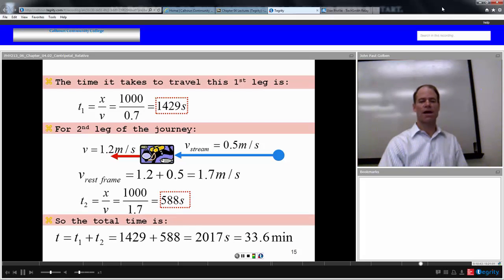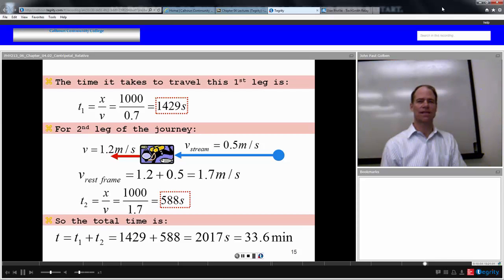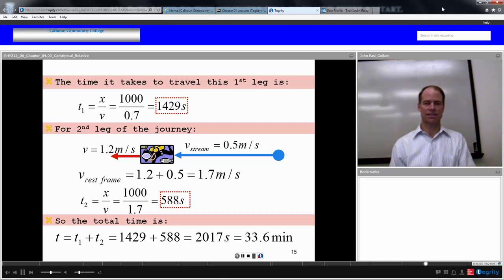So our total time to complete this journey going upstream and then downstream will be 1,429 seconds plus 588 seconds, or 2,017 seconds. Divide that by 60, and we get 33.6 minutes to complete this journey.